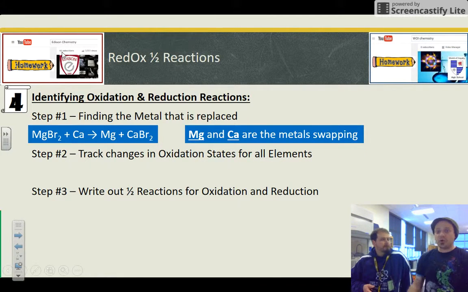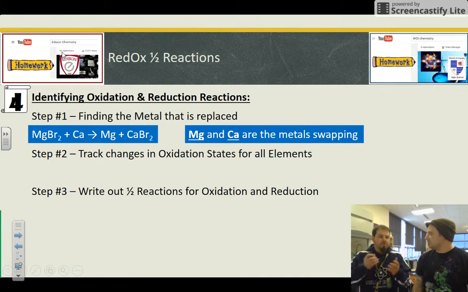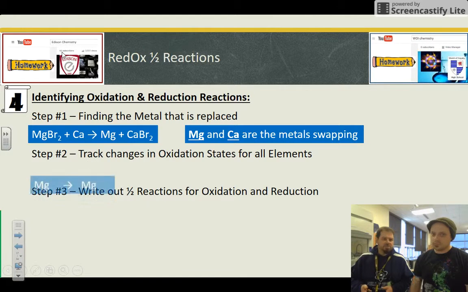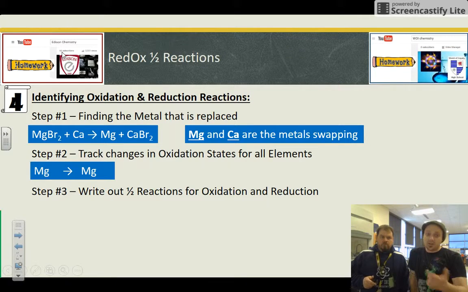And then we just got to figure out now. In this case, you can see that calcium and magnesium are going to swap in a single replacement, which means that we have to track the changes in the oxidation states for all the elements involved. And this basically proves, we find the oxidation and we prove that there's a reduction when there's both. Now we know we're all situated, right? So magnesium is becoming, well, let's see.